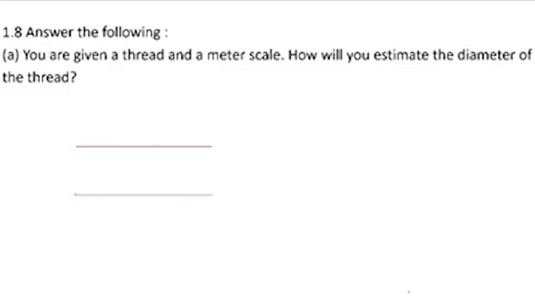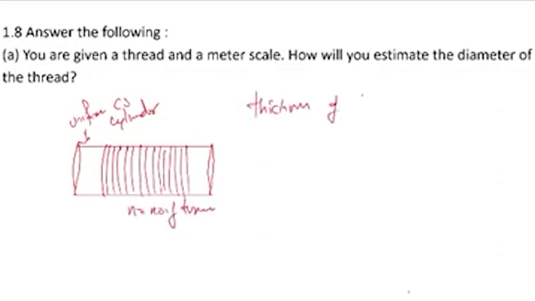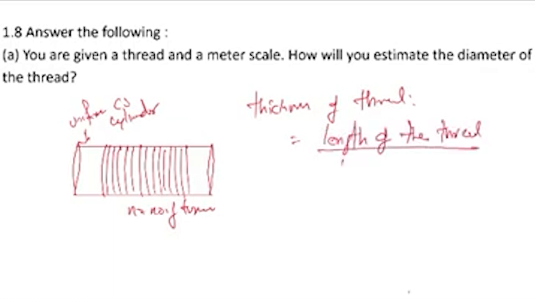So let us assume that we have a uniform cylindrical object and then we are winding it and making n turns of the thread. So the thickness would be found out by the total length of the thread divided by the number of the turns. So this way we can estimate the diameter of the thread.